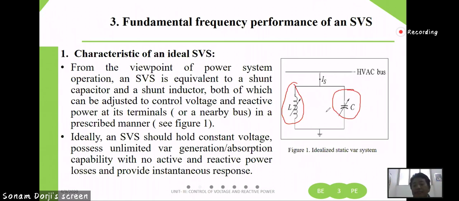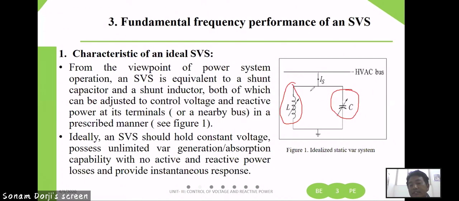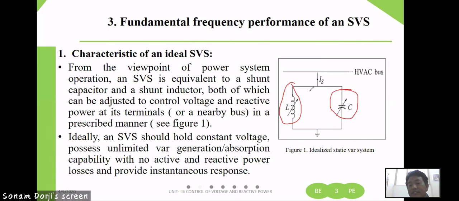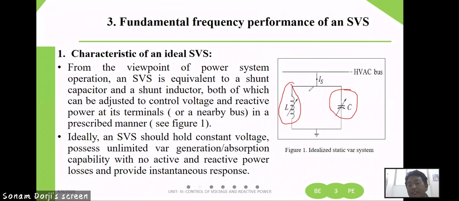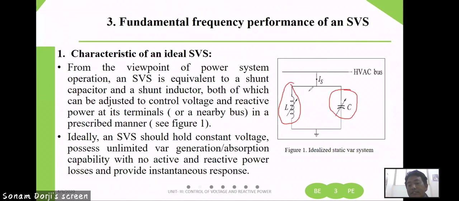When we talk about the SVS, there is nothing difficult or very unique as such. You already know the characteristic of a capacitor and of an inductor. You have to connect these in parallel or series. Sometimes you may have to connect only inductors, sometimes only capacitors, or sometimes combine these two and connect them in parallel. This will become an SVS.